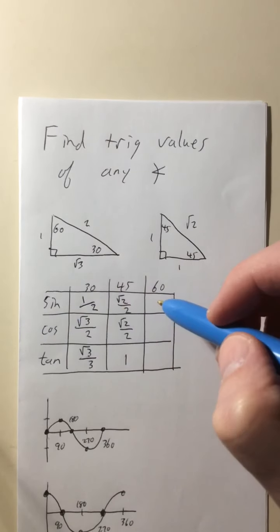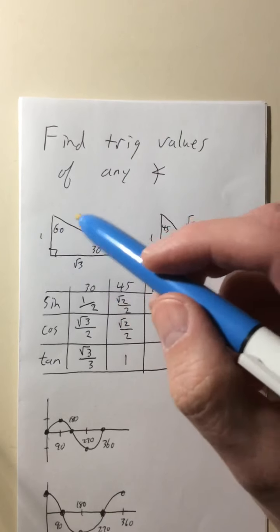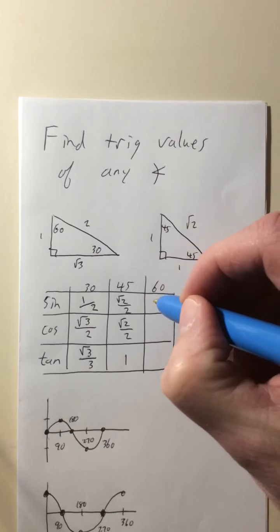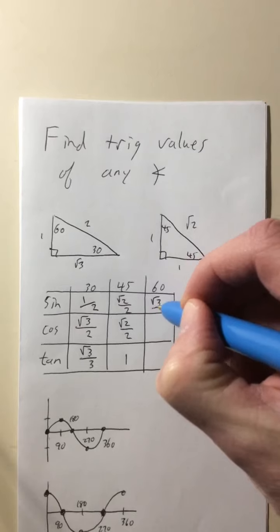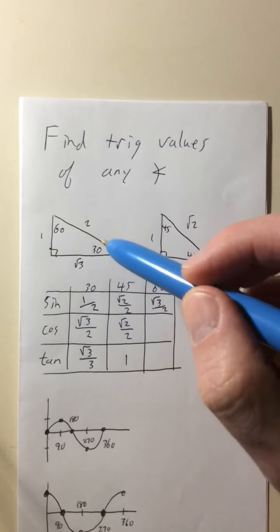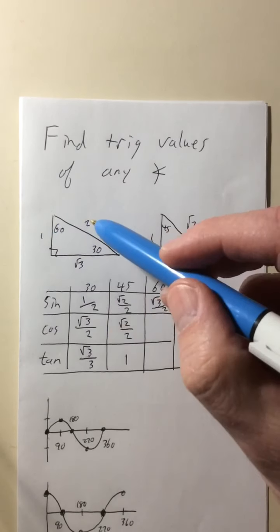And then we do the sine of 60. So we're back to this one right here. Sine is opposite over hypotenuse. That's root 3 over 2. And cosine of 60 is adjacent over hypotenuse. It's 1/2.